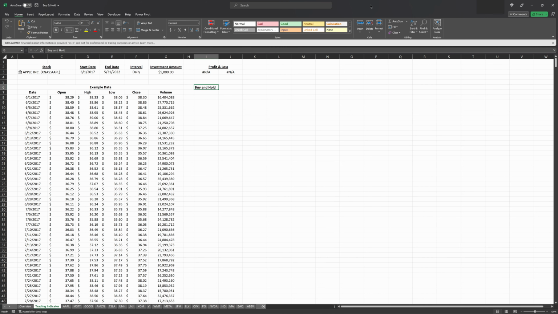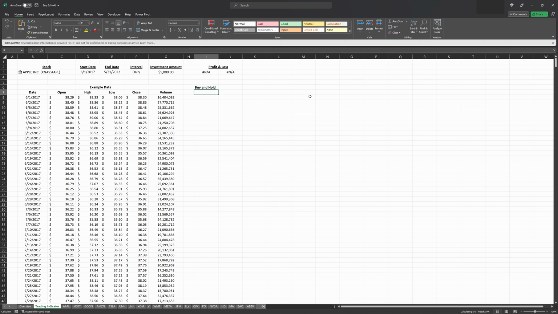Okay, and here we are in Excel. You can see we're programming the buy and hold trading strategy. I have a ticker here for Apple, as well as some example data of Apple between this time frame, June 1st, 2017 to May 31st, 2022. We're looking at the time frame using a daily interval and an investment amount of 5,000 for this.